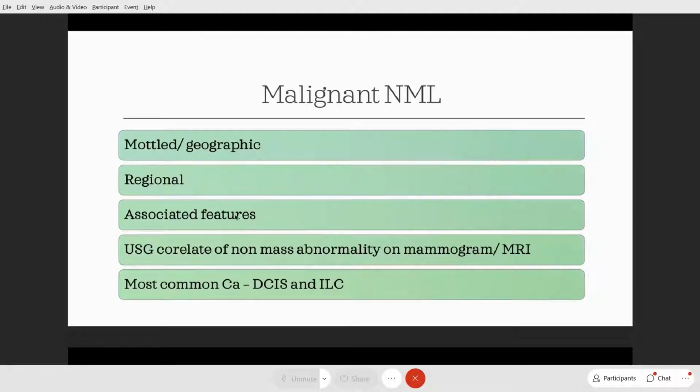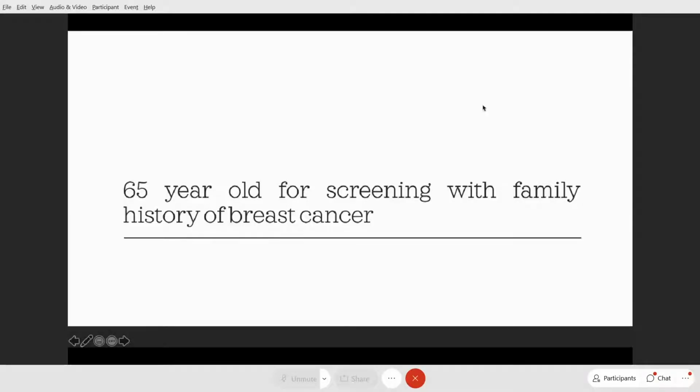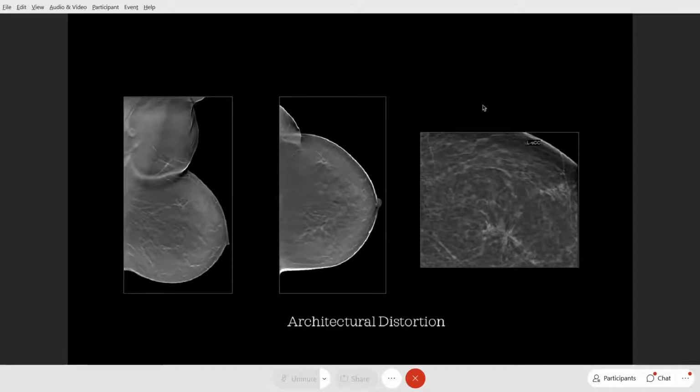Let us see a set of cases which have non-mass lesions. The first one is a 65-year-old lady for screening with family history of breast cancer. It's a fatty breast, so mammogram is very, very sensitive in picking up subtle abnormalities. As in this case, it has picked up a small focal area of architectural distortion, which is very well seen on the tomo view and also on the spot view. But it's going to be difficult on ultrasound.